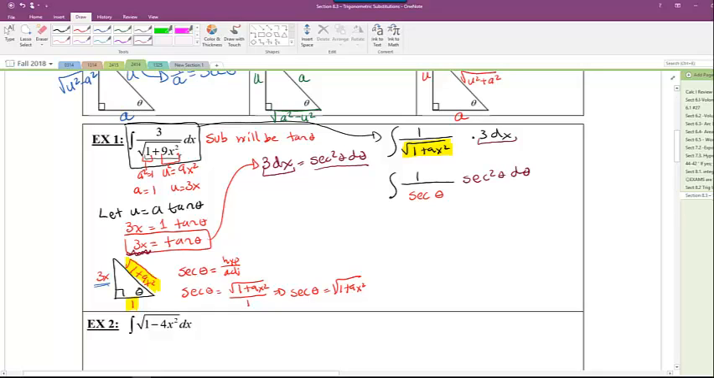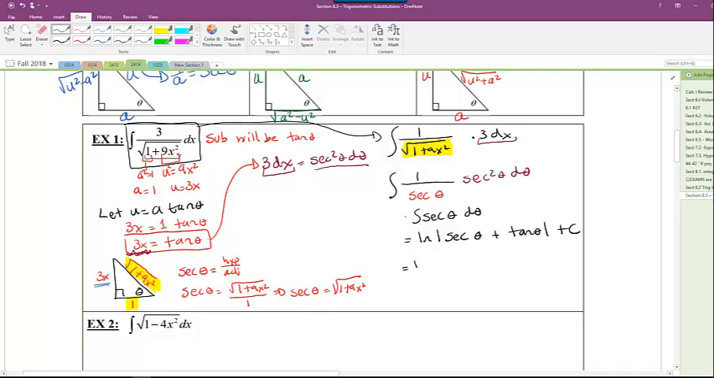So now I have a new integral, and my integral is 1 over the secant of theta times secant squared theta d theta. Well, this is something that I can evaluate. I look at this and I know that one of my secants will cancel, so I'm just looking at the integral of the secant of theta d theta. That again is something that I know how to integrate. The integral of secant theta d theta is equal to the natural log of the absolute value of the secant of theta plus the tangent of theta plus c.